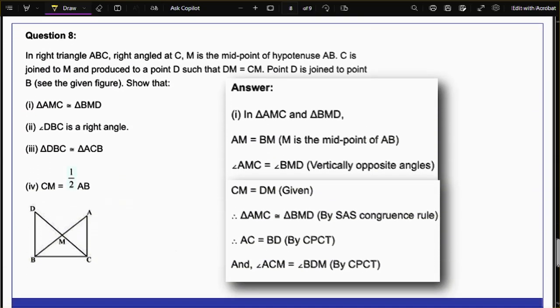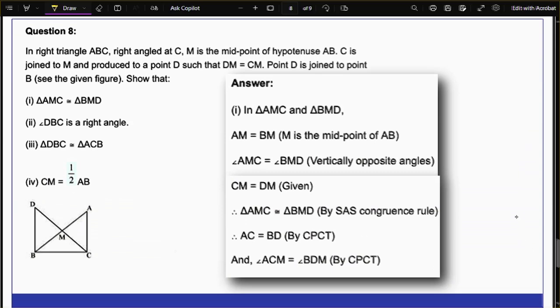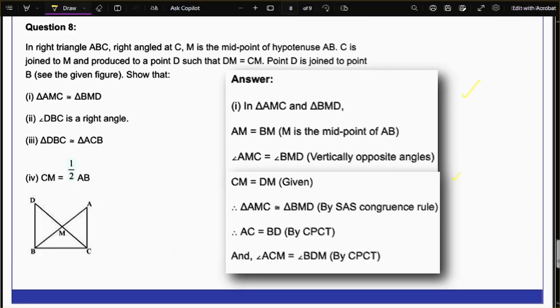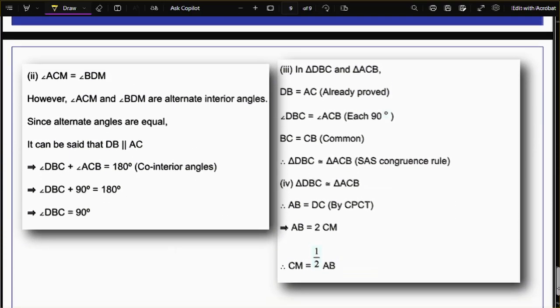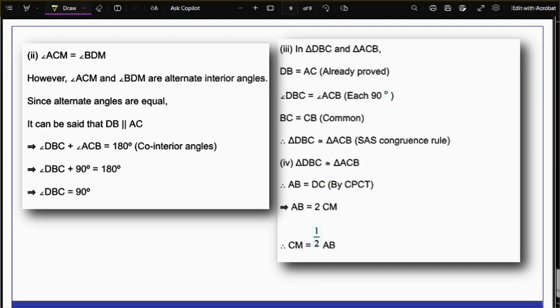Now this is the last question of the exercise, and this is the proof. So you can understand. If you cannot understand this proof, comment about your doubt. We can solve it in our next video.